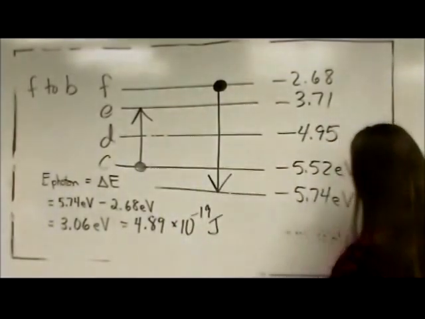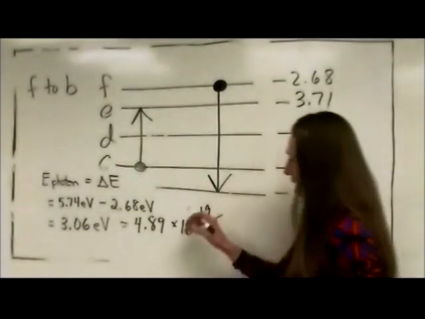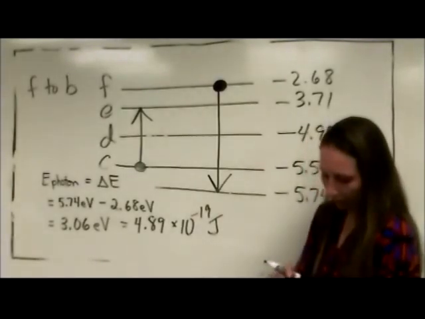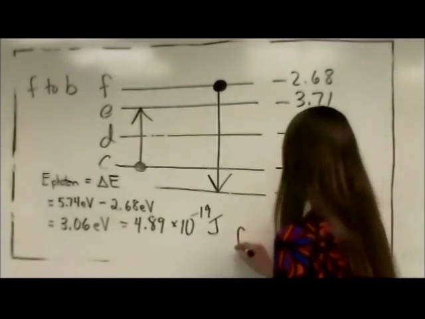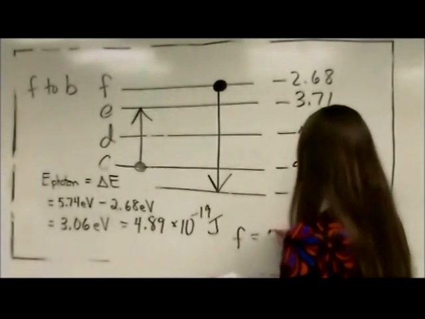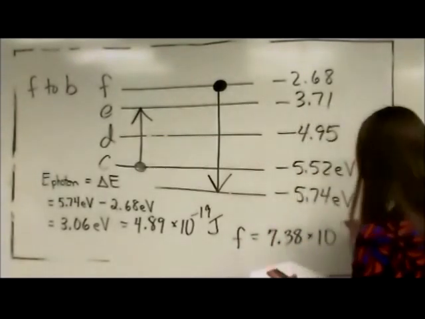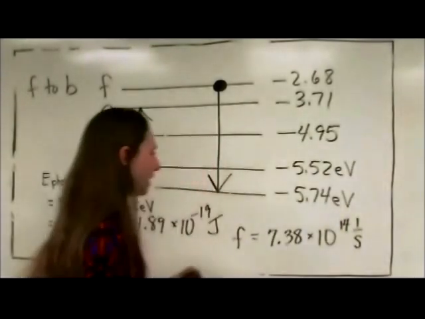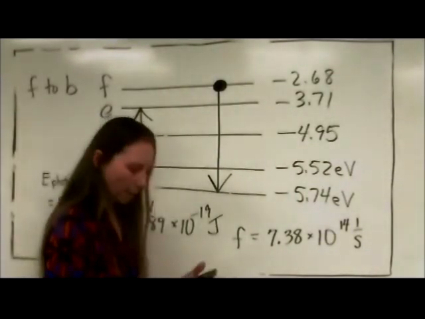All right, now, what's the frequency of that light? Take the joules, the energy, and divide by Planck's constant, 6.63 times 10 to the negative 34. The frequency is 7.38 times 10 to the 14th 1/seconds, or 7.38 times 10 to the 14th hertz. So I'm going to look that up.